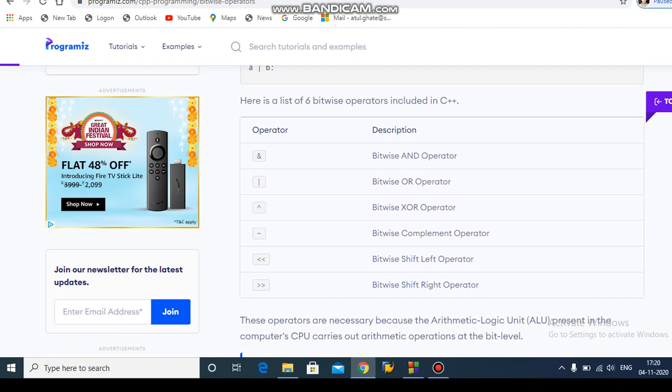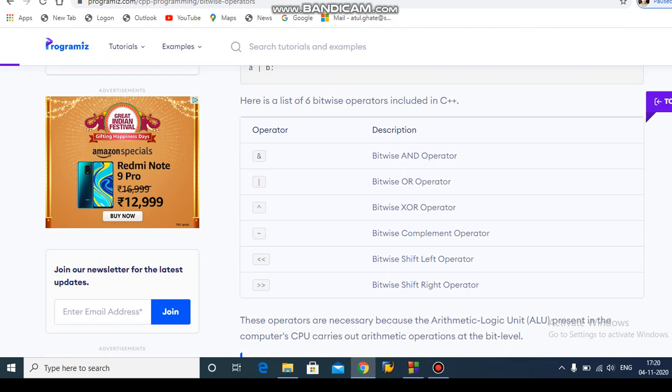The next is the bitwise complement operator. This is also called the tilde operator. The fourth one is the bitwise complement operator, and the fifth one is the bitwise shift left operator. This is called bitwise shift left, the insertion operator, which is applicable on bitwise operators. That's why it can be called the bitwise shift operator. And the last one is the bitwise shift right operator.